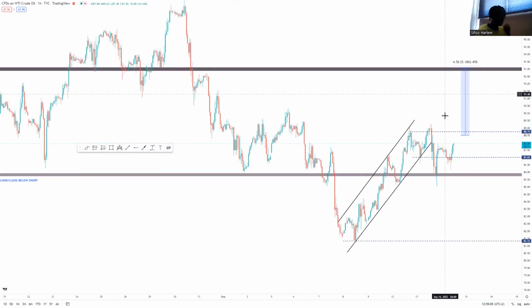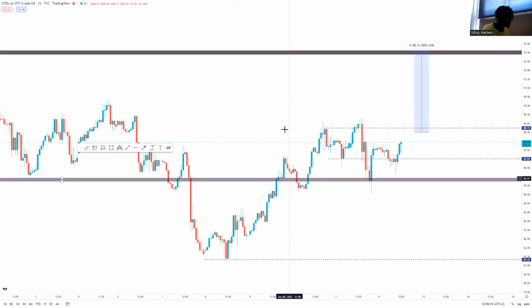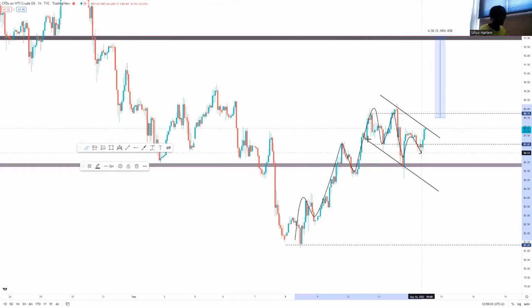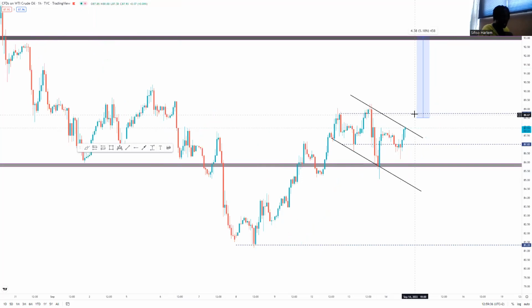I'm positively looking for a continuation move to the upside, because I had something like this in my perspective today in the morning: a potential flag, with price moving in higher highs and higher lows and correcting. I'm positive and looking for a continuation move to the upside when price breaks the highs.